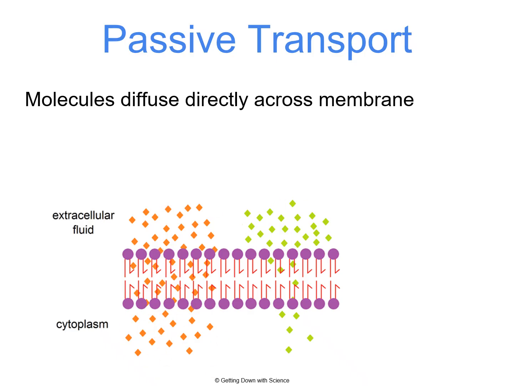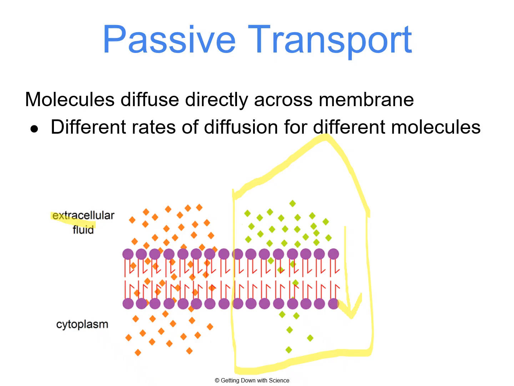For this picture right here, we have our area of high concentration. There are a lot of particles on the outside, in the extracellular fluid, and these particles will move spontaneously, naturally, and they will go inside. So they're going that way. The reason they're moving that way is because they will always move, without energy, from an area of high concentration to an area of low concentration. And this is simple diffusion.